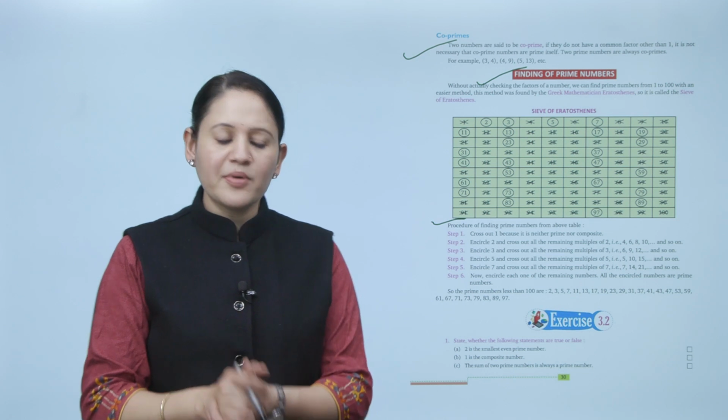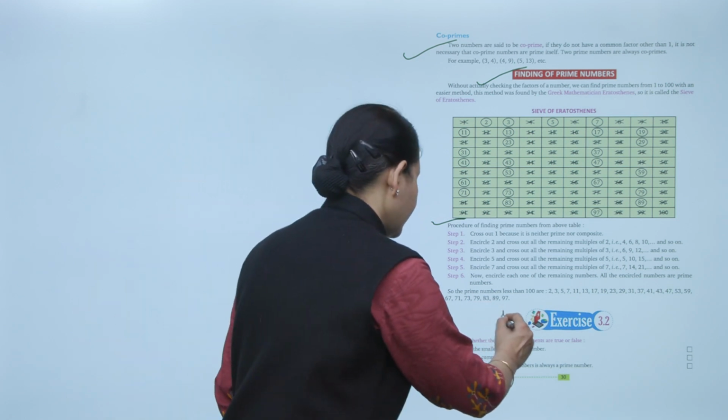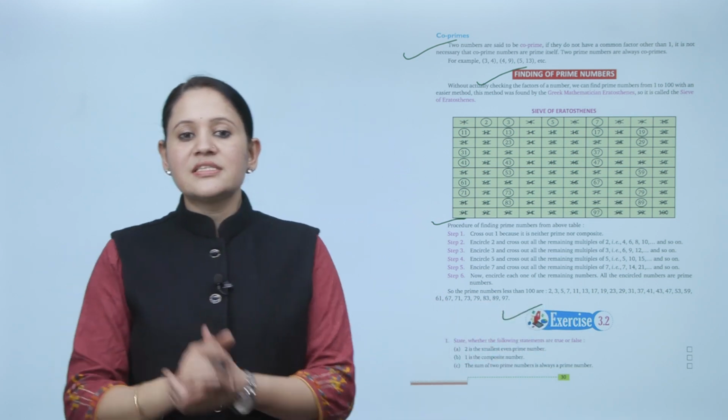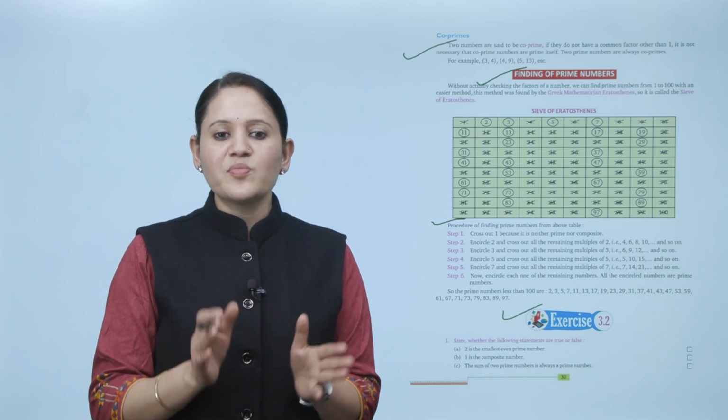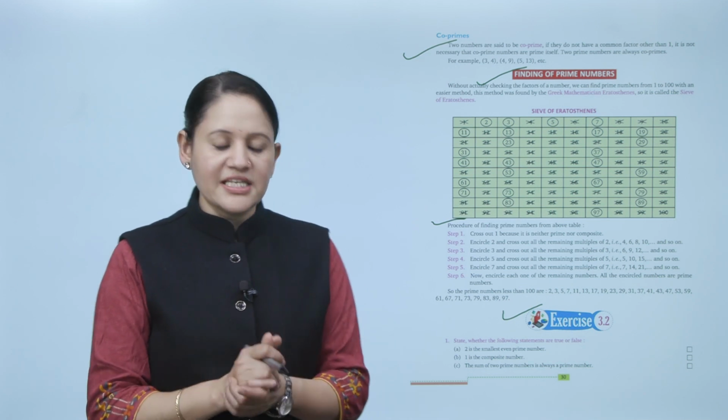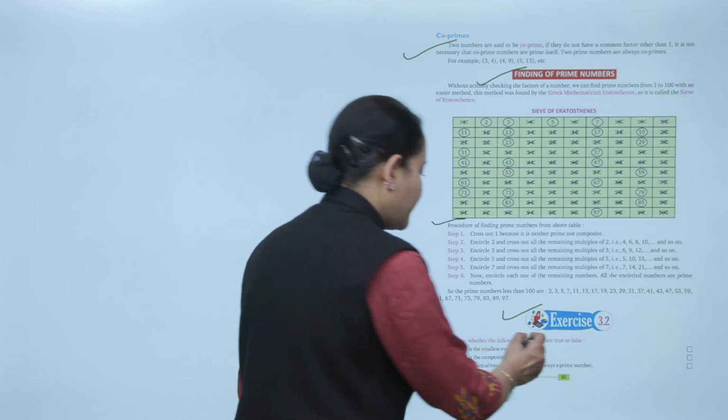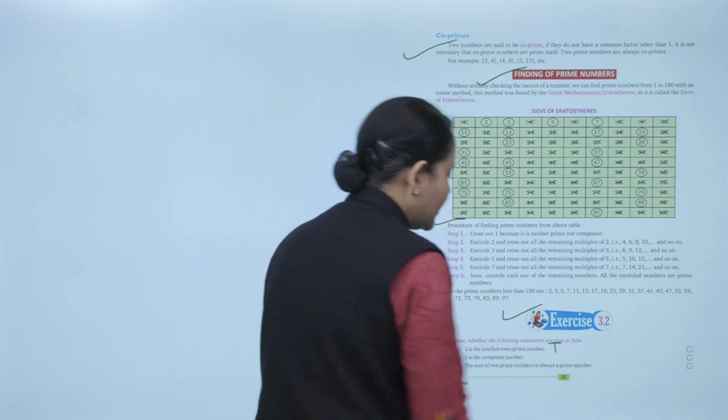Next is exercise 3.2. State whether the following statements are true or false. 2 is the smallest even prime number. Yes, 2 is the smallest even prime number, that is true. So write T for it. Clear?